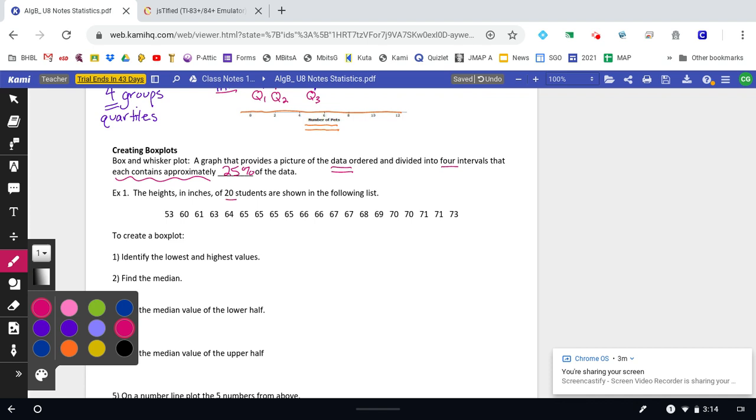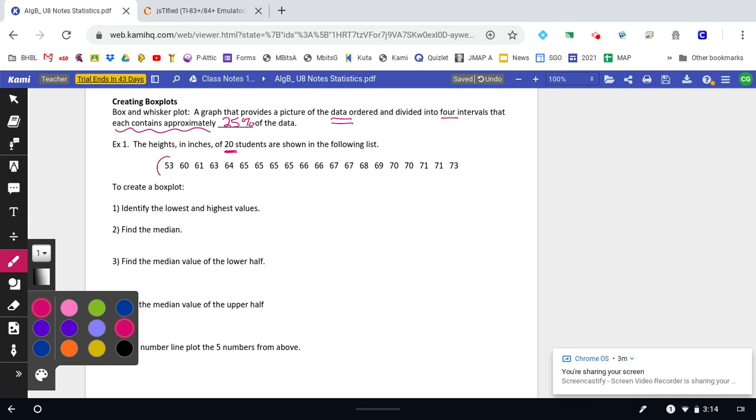We have 20 students listed below, and luckily they're in order, which is really nice. So identify the lowest and the highest. My min is 53, my max is 73. Again, we're talking about heights in inches, so how tall are these people?